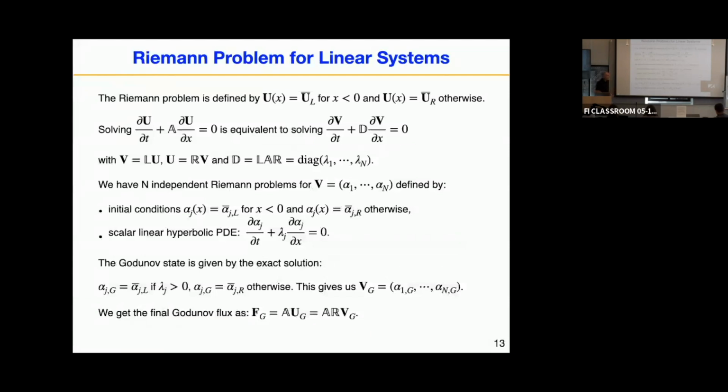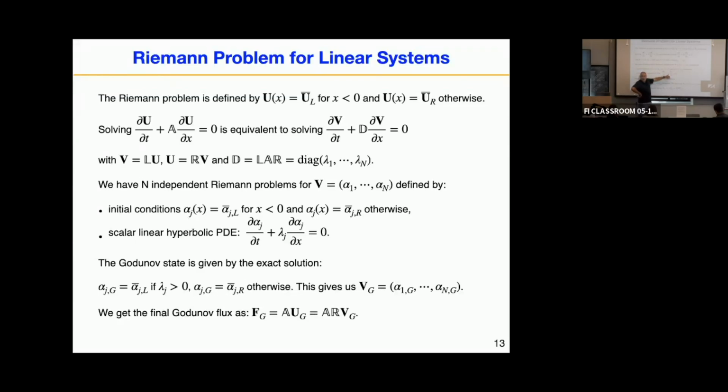Let me explain a bit more. If you start from this, where A is a matrix, and you project this equation into the eigenvector basis, you end up with this problem where D is a diagonal matrix, with the lambdas as the eigenvalues. Now, if you write alphas as the eigenvector components of your solution, then you get n equations like that, which are independent. And we know how to solve this.